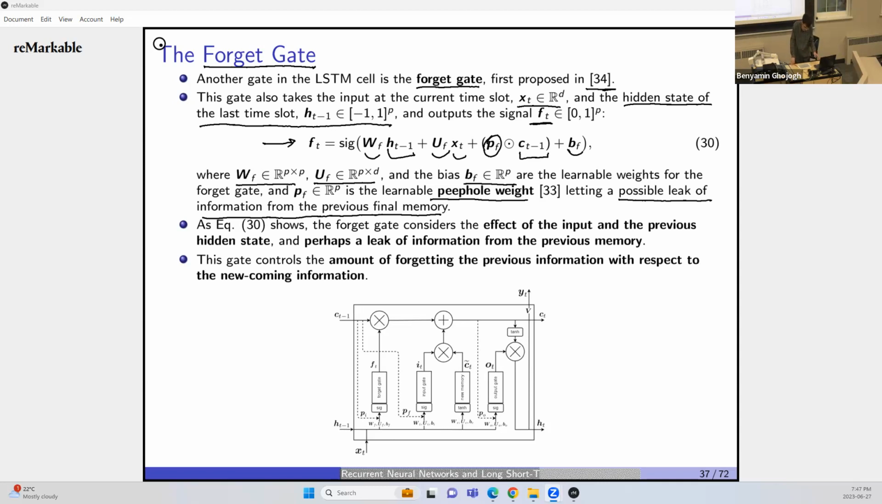The forget gate, what does it do? It considers the effect of the input and the previous hidden state and perhaps a leak of information from the previous memory. Okay, that's obvious. This gate controls the amount of forgetting the previous information with respect to the newly coming information. Again, it plays with WF and UF to see how much it should use XT with respect to HT minus 1. Should I forget the previous? What do I mean by forgetting? If you set WF to be small, then it means that you forget the previous state, the previous data. Okay.